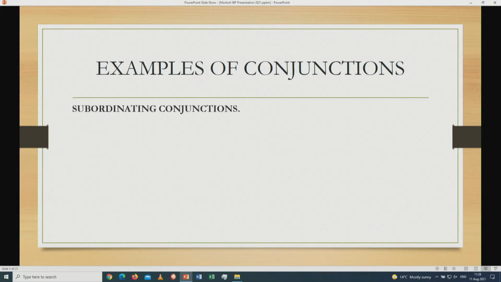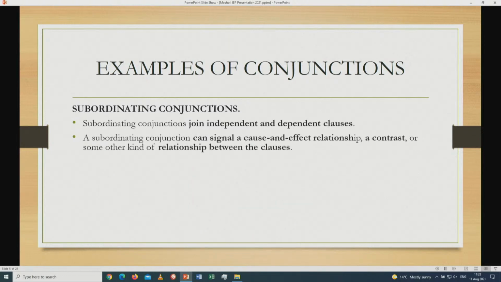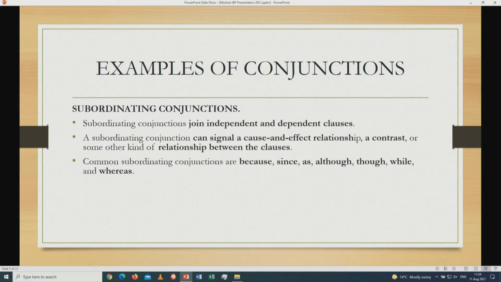Examples of conjunctions: subordinating conjunctions. Subordinating conjunctions join independent and dependent clauses. A subordinating conjunction can signal a cause and effect relationship, a contrast, or some other kind of relationship between the clauses. Common subordinating conjunctions are because, since, as, although, though, while, and whereas.